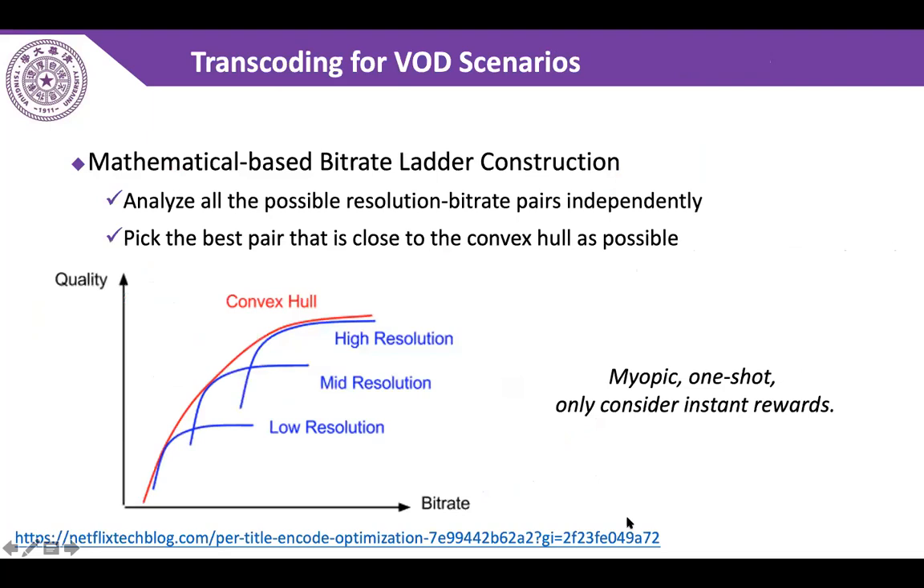Recent work considers the bitrate ladder construction process as a nonlinear optimization problem and analyzes all the possible resolution and bitrate pairs independently and picks the best pair that is as close to the convex hull as possible. However, such schemes often analyze all the possible resolution and bitrate pairs, which falls short of transcoding efficiency.